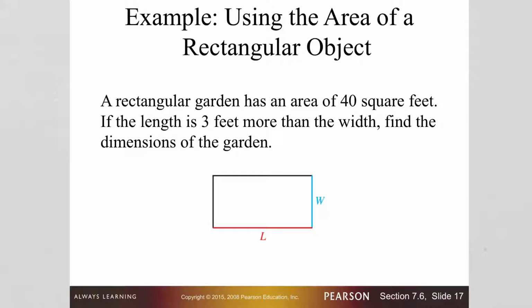Alright, so let's look at this problem using the area of a rectangular object. A rectangular garden has an area of 40 square feet. So length times width is 40 square feet. If the length is 3 more than the width, find the dimensions of the garden. So I'm going to multiply W times 3 plus W, and I know that that equals 40. So I can distribute.